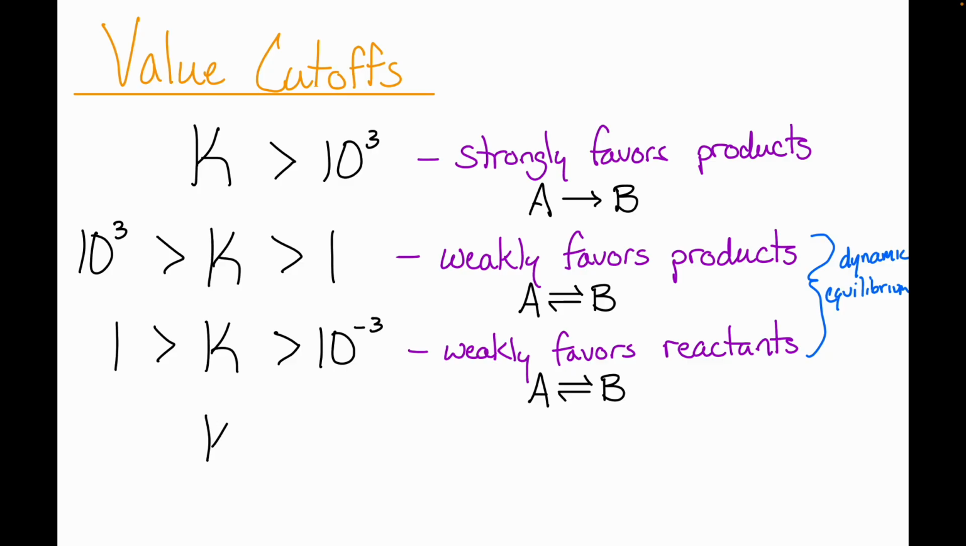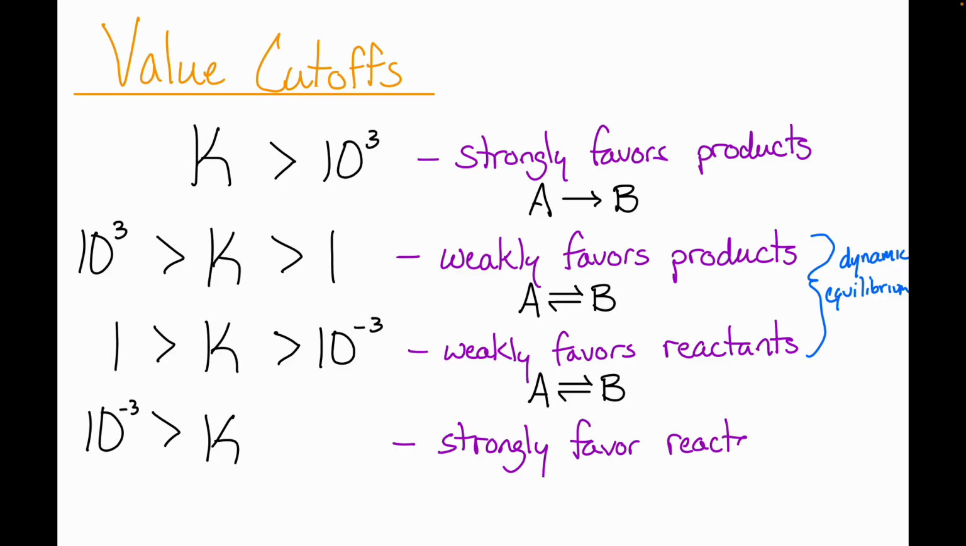And then where am I going with this? If K is less than that 10 to the negative 3 cutoff, what do we think we'd say? Now we strongly favor which side? Our reactants. We would probably say that this reaction is going to go strongly in that reverse direction, which basically means you mix these two reactants together, nothing's going to happen. You're not going to create any products. All right? Cool, so these are these values of K.